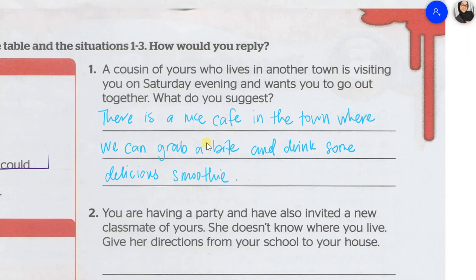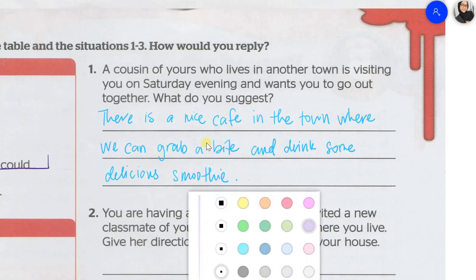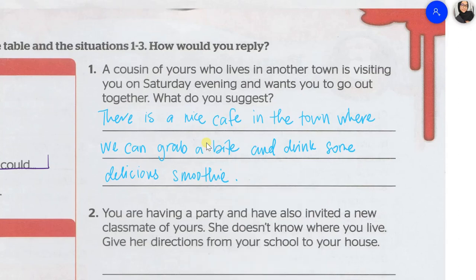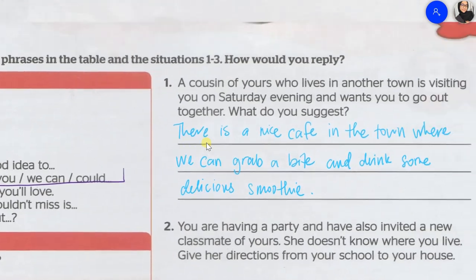So there you go. So where are the expressions? Okay, let's highlight the expressions. There is the expression there is a nice.